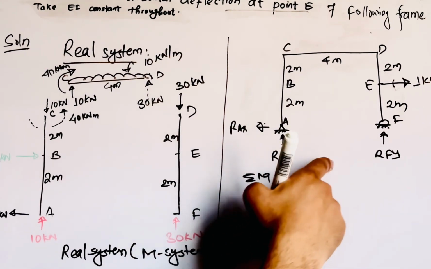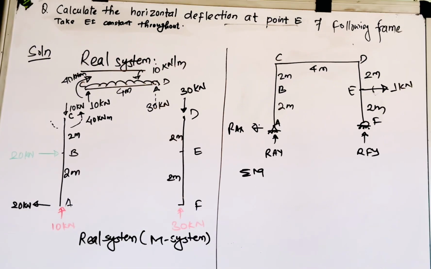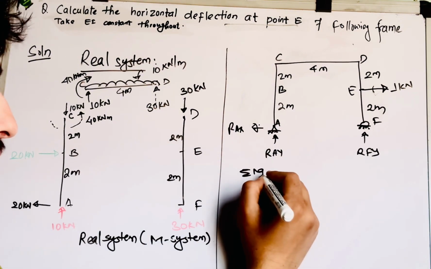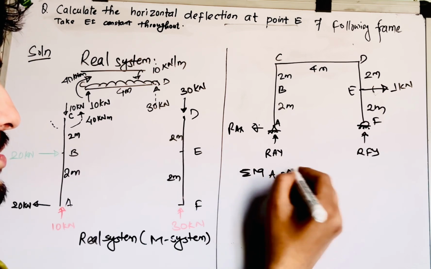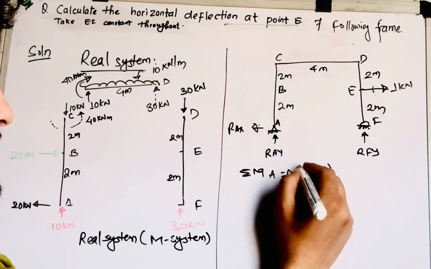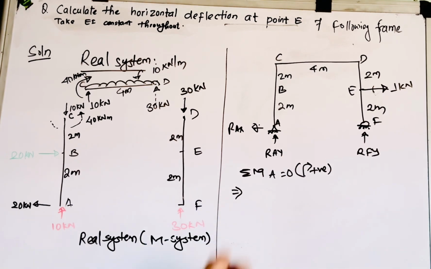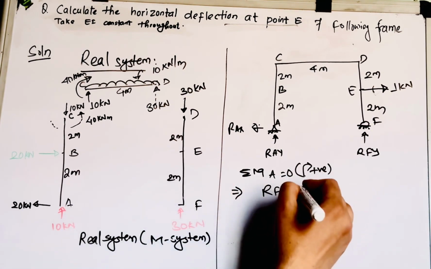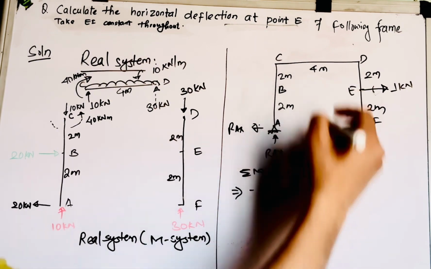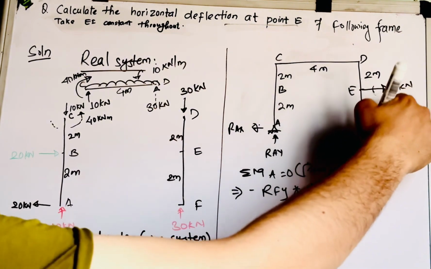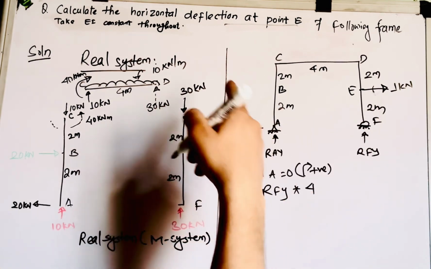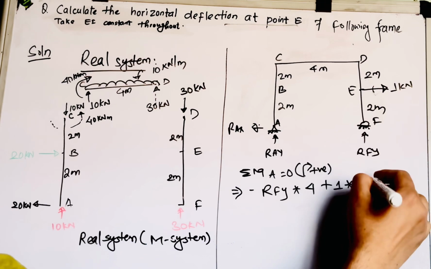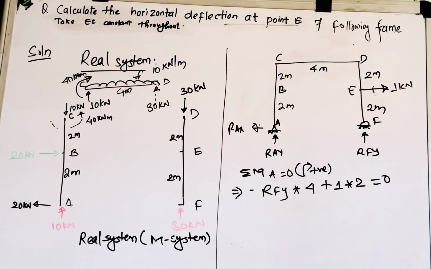Because of that, you can use the bending moment calculations on the individual section. So I write the summation of moment about point A is equal to 0. Let me suppose clockwise as positive. Then RFY is giving you anti-clockwise, so it is minus into distance 4 meter, and the 1 is giving you clockwise, so it is plus 1 into distance 2 is equal to 0, right?